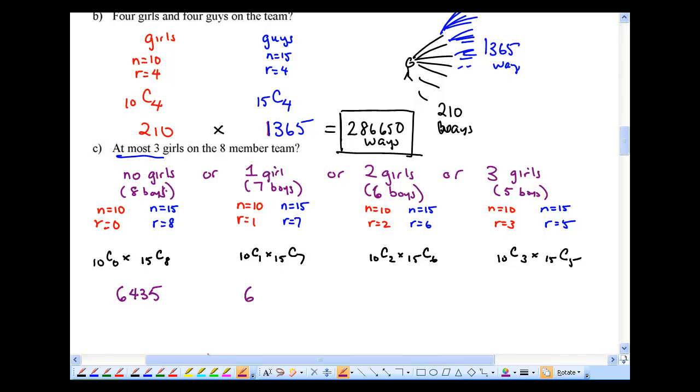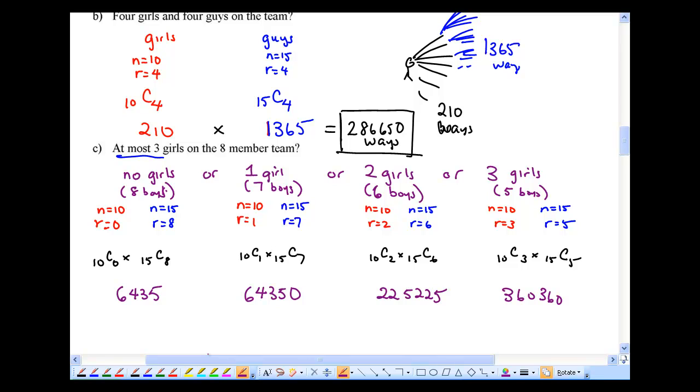I believe this is 64350. This one is 225225. You can double check this for me. 360360. Now, we've got these 4 different situations.